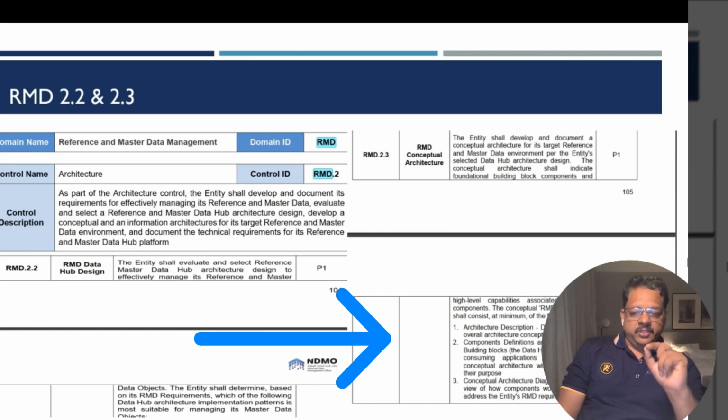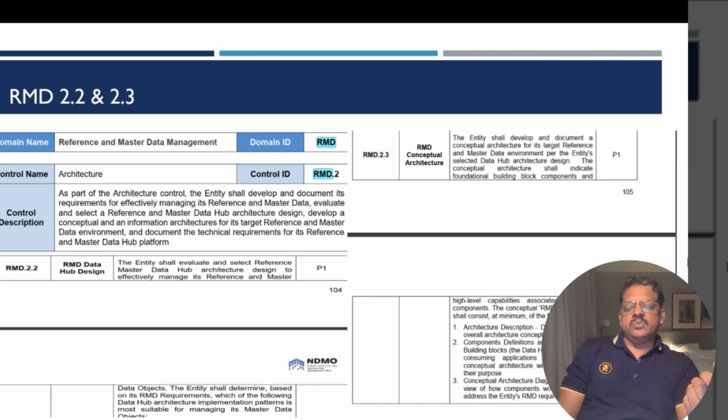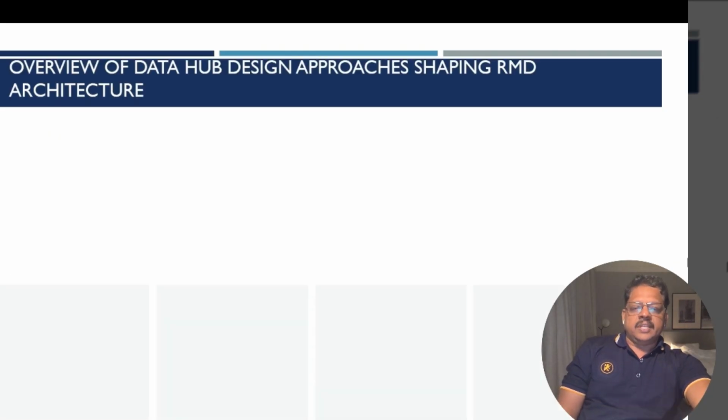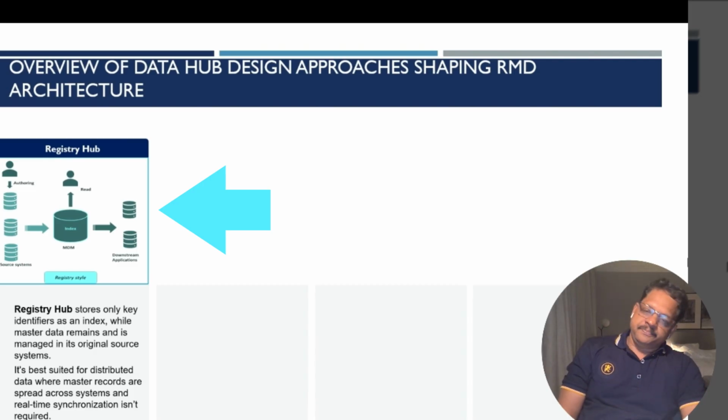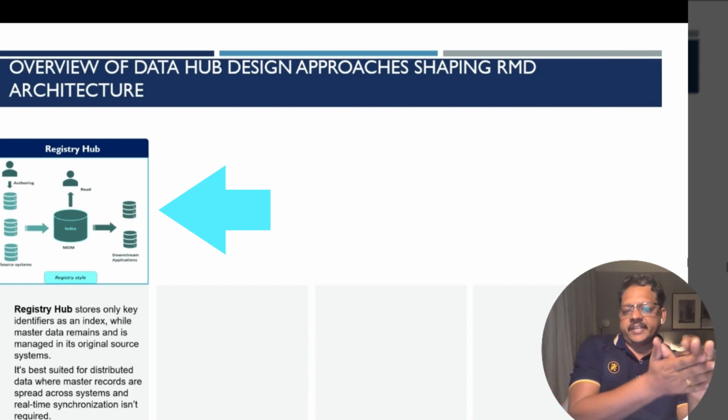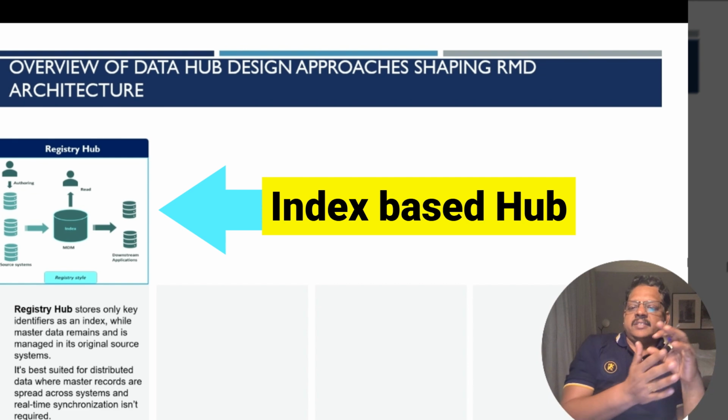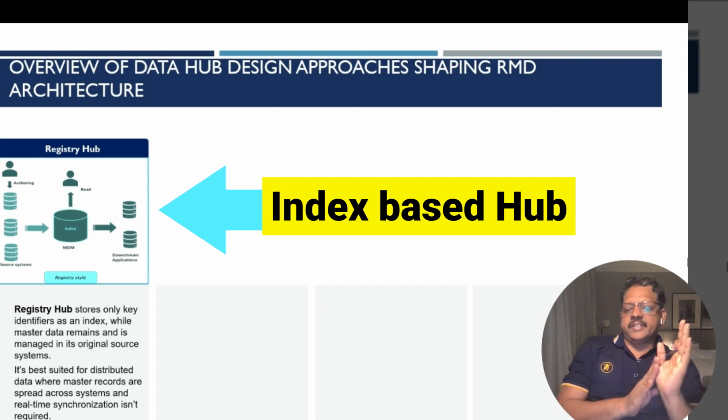So first of all, RMD 2.2, in which we are going to evaluate the RMD data hub designs. Basically, there are four types of RMD design hub. The first is the registry hub. So what do you mean by registry? The registry, you can think of it as an index, right? And the registry hub stores only the key identifier as an index.